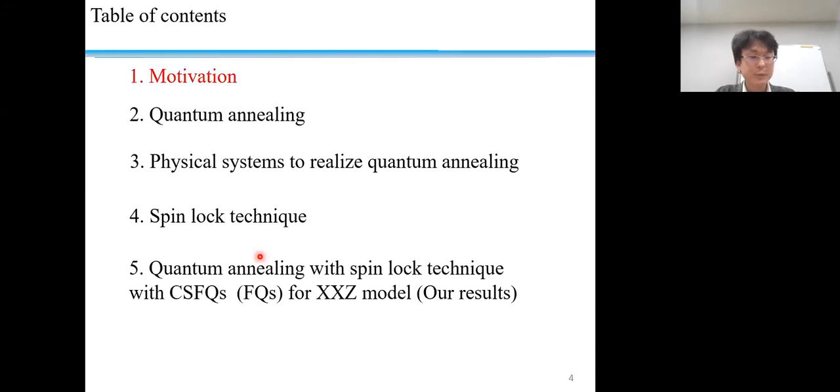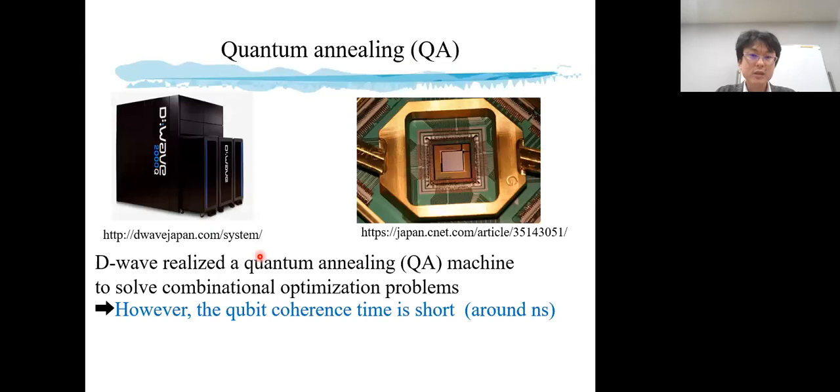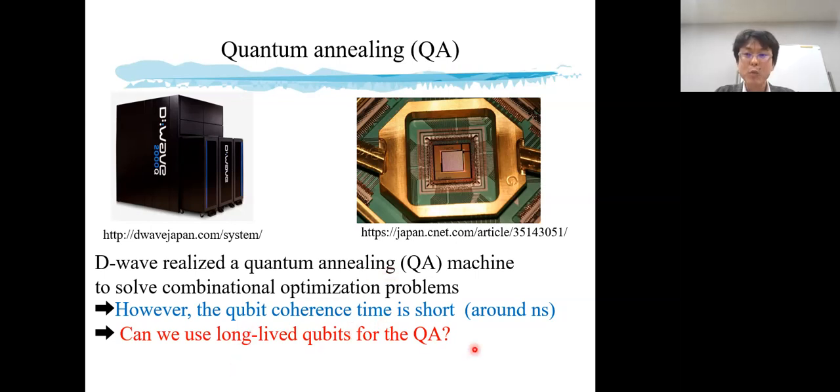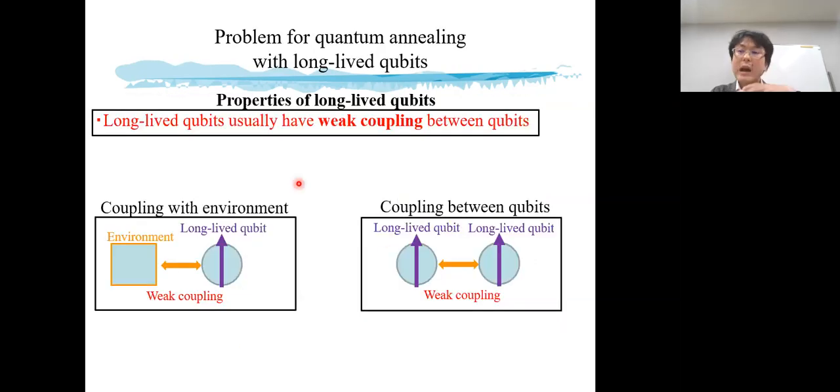So let me explain the motivation of our research. So as you know, D-Wave has realized a quantum annealing machine to solve combinatorial optimization problems. However, the qubit coherence time is believed to be quite short, such as nanoseconds or something like that. Of course, a D-Wave machine is excellent, but if we could use long-lived qubits for the quantum annealing, the performance of the quantum annealing could be better. So can we use a long-lived qubit for the quantum annealing? So I believe it's very, very difficult for the following reasons. Of course, not impossible, but I would say it's very difficult.